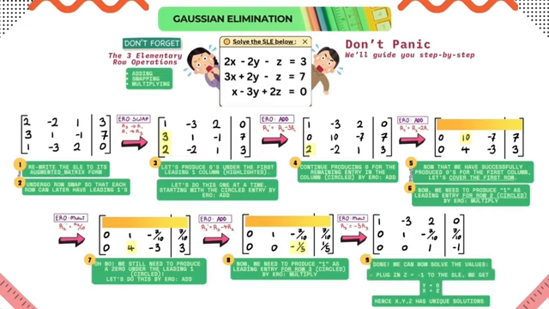So, step 9, let's plug in z equals negative 1 to the SLE. We get y equals 0 and x equals 2. So from here, we can see x, y, and z have unique solutions.